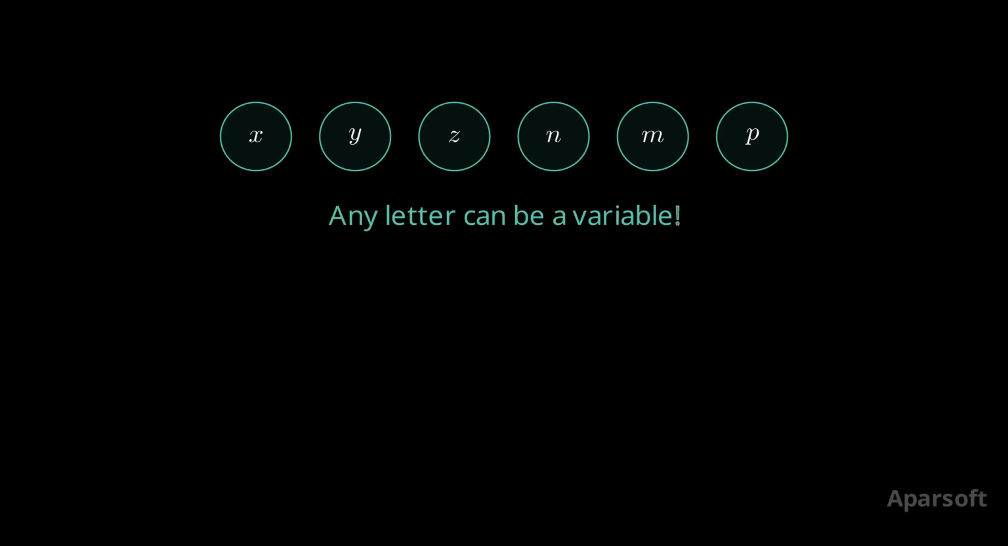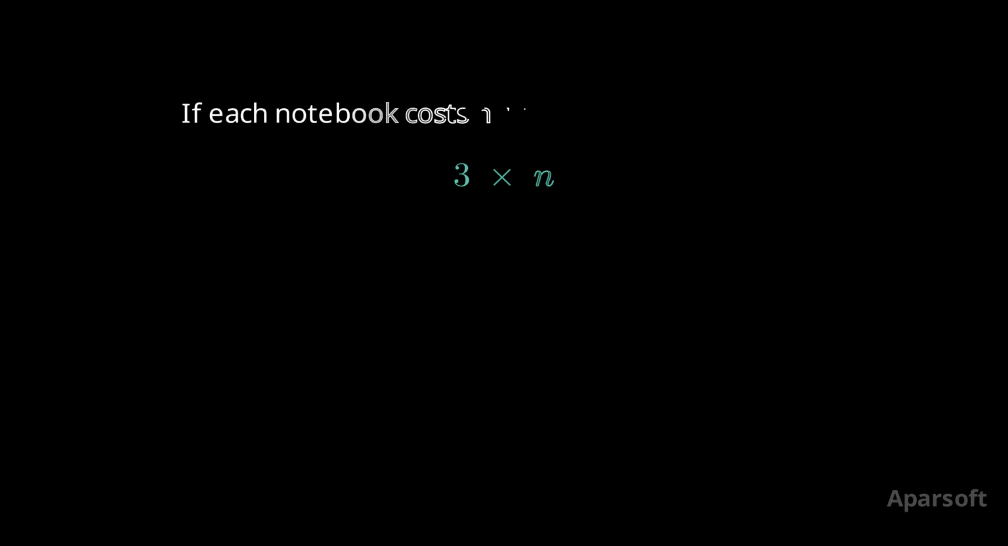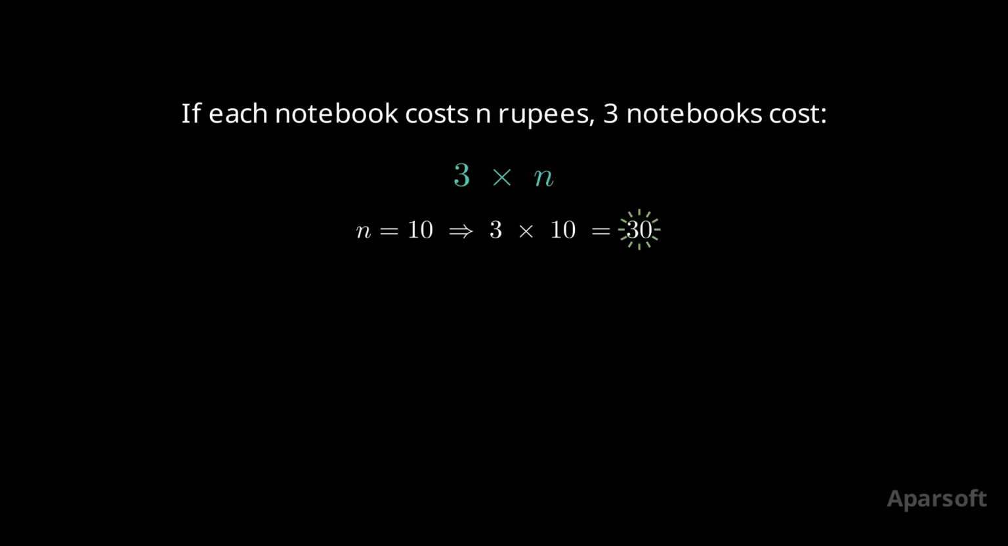Any letter works as a variable. X, Y, and Z are the most popular choices, but N, M, or even P work just fine. The letter does not matter. What matters is what it stands for. Here is the cool part. If each notebook costs N rupees, then 3 notebooks cost 3 times N. Whether N is 10, 15, or 20, the same expression works.